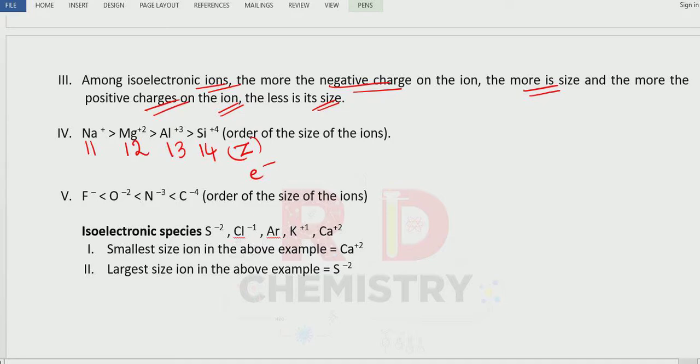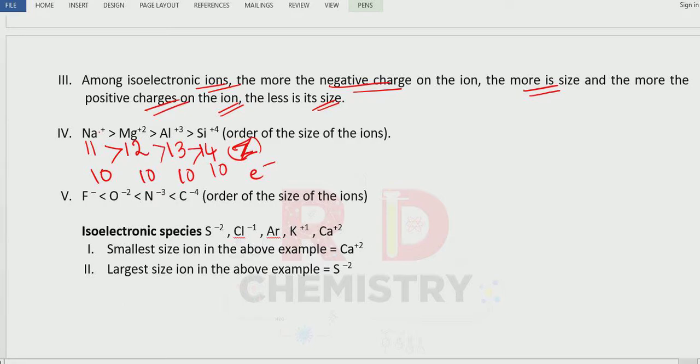How many electrons are there? Sodium plus 1 gives 10 electrons, magnesium plus 2 is 10 electrons, and so on. The number of electrons is the same. As the number of protons in the nucleus increases, size decreases. Clear? So sodium has the largest size, then magnesium, then aluminium, then silicon.